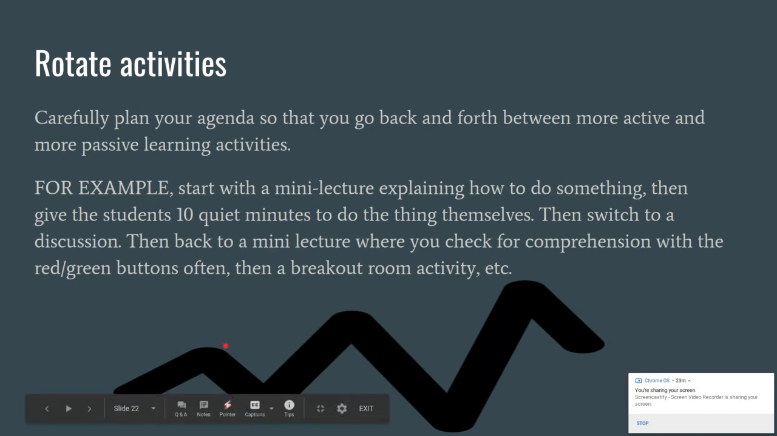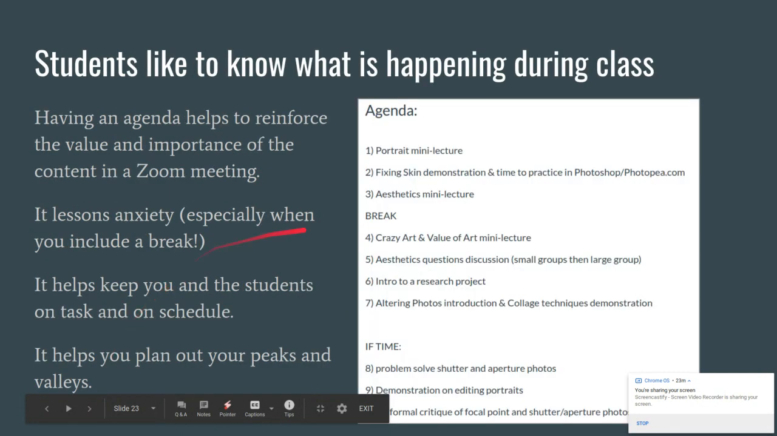And then you switch to a discussion, and then you switch to a mini lecture, but you do that checking for comprehension every couple minutes, or voting red and green, or whatever it may be to keep them active. And then you do another mini lecture and then a breakout room activity, and you just go back and forth and back and forth. So again, like with the agenda, it really, really helps. It keeps the kids on task, it keeps you on schedule, it lets you pre-plan those peaks and valleys.